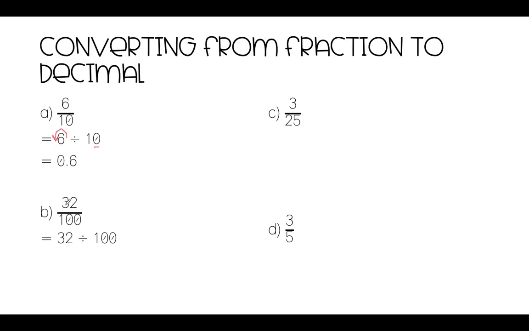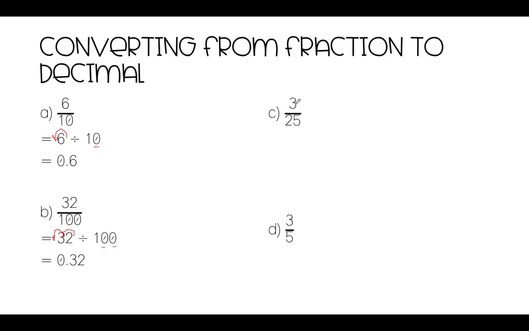Then this one we have 32 divided by 100. So we've got 1, 2 zeros. So we're going to move that decimal place 2 places to the left. 1, 2, and we end up with our decimal point here, which gives us 0.32.